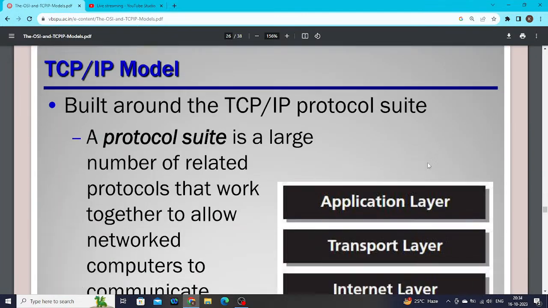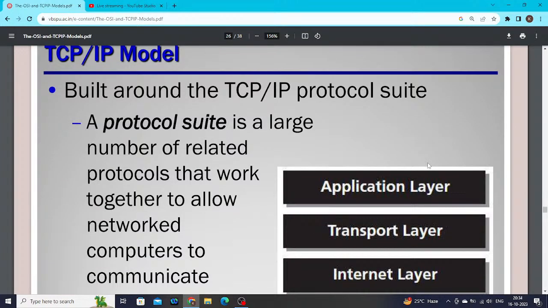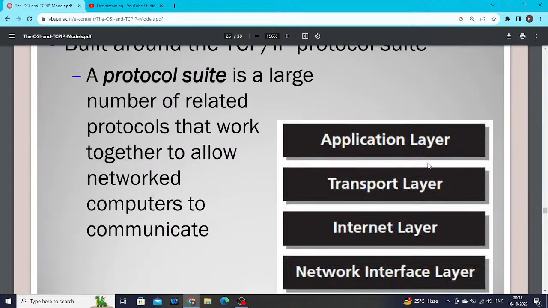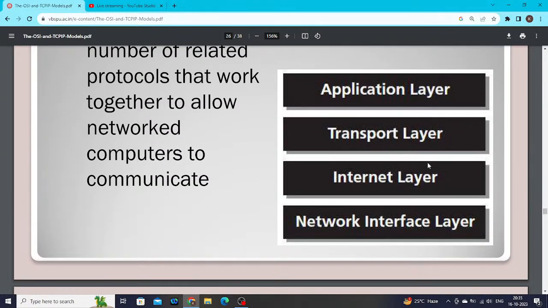TCP/IP protocols. The model is built around the TCP/IP protocol suite. A protocol suite is a large number of related protocols that work together to allow networked computers to communicate. There are only 4 layers present in TCP/IP. First is the network interface layer, because your physical and data link layers are represented in the network interface layer.